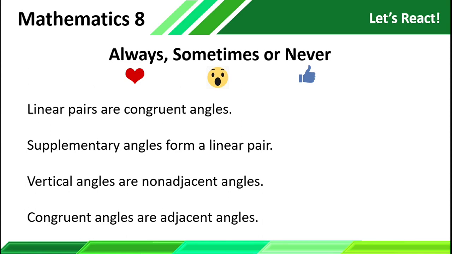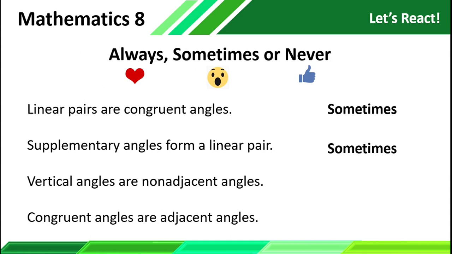Determine whether the statement is always, sometimes, or never true. Pause the video for a while and then I will reveal the answer afterwards. For number 1, linear pairs are congruent angles. The correct answer is sometimes. Number 2, supplementary angles form a linear pair. The correct answer is sometimes.